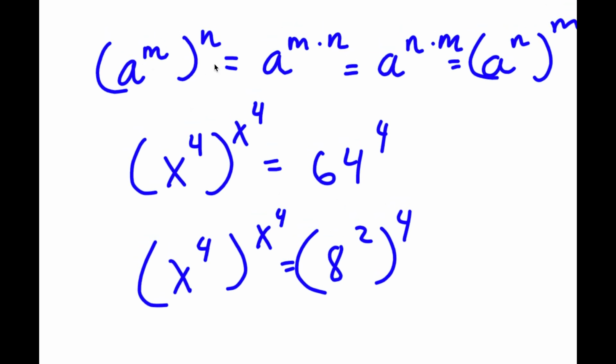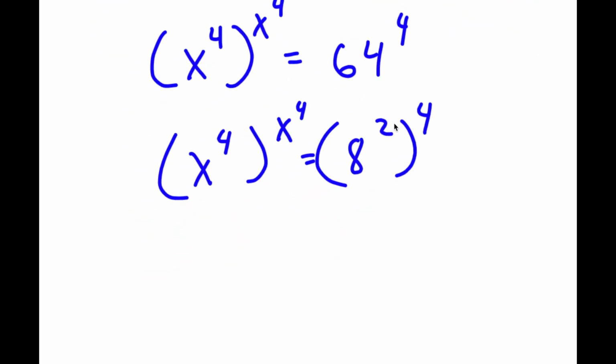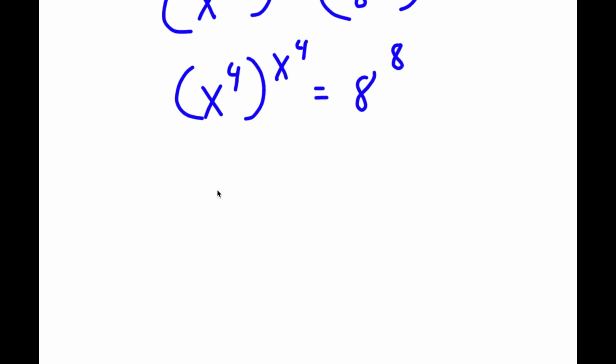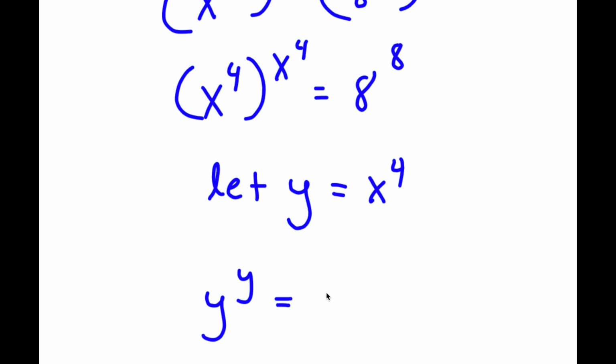Now remember, if I have something in the form a to the power of m to the power of n, this is equal to a to the power of m times n. So 8 to the power of 2 to the power of 4 is going to equal 8 to the power of 2 times 4, which is 8 to the power of 8. So now I have x to the power of 4 to the power of x to the power of 4 is equal to 8 to the power of 8. Now I'm going to let the variable y equal x to the power of 4. So if I replace x to the power of 4 with y, I get y to the power of y is equal to 8 to the power of 8.